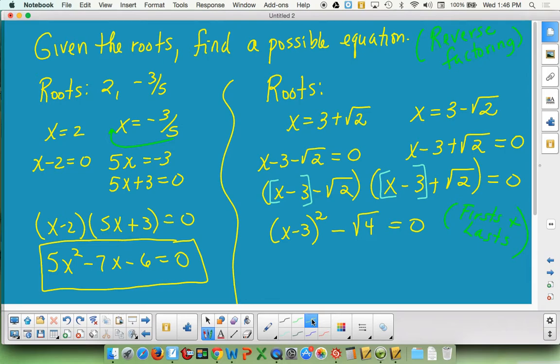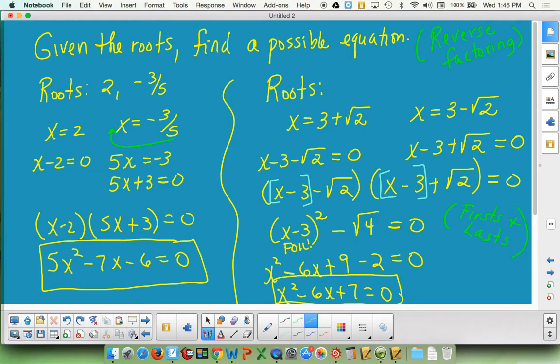True or false? I get x squared plus 9. Hopefully you're going, well, whenever she says that, it's always false. And yeah, because you have to FOIL that. There's 3 terms. You squared a binomial. Remember, you can just double the middle. You're going to get minus 6x plus 9. Square root of 4 is going to be 2. So in reality, I have x squared minus 6x plus 7 equals 0. And there is my equation that comes from those 2 roots.